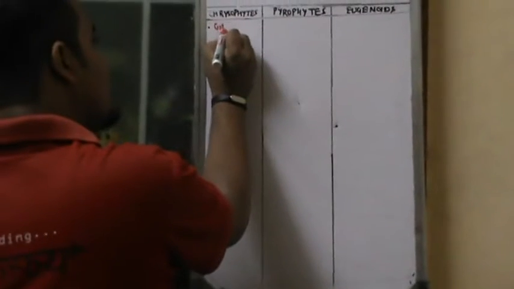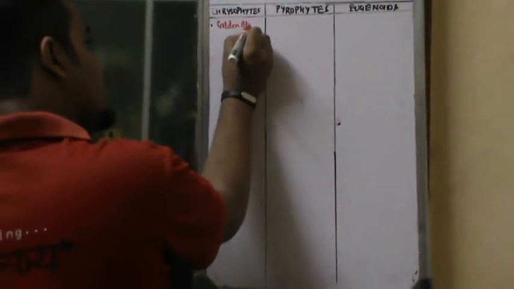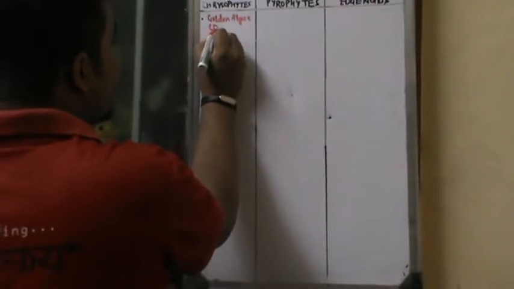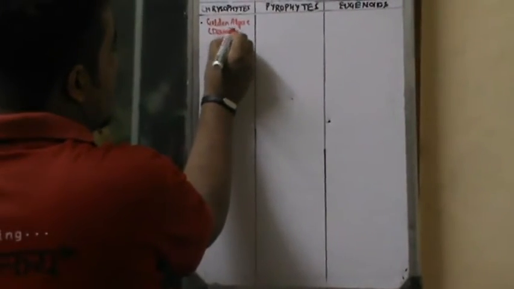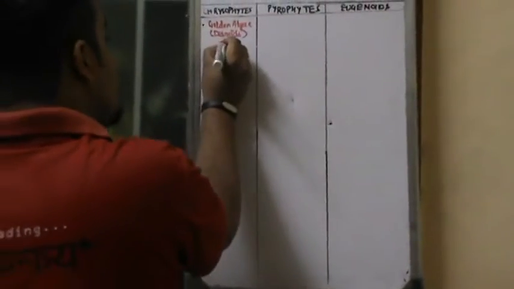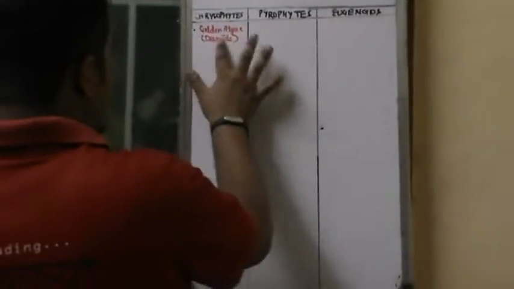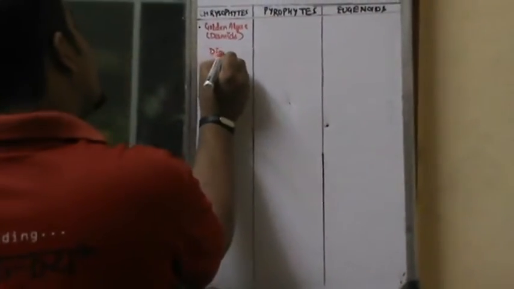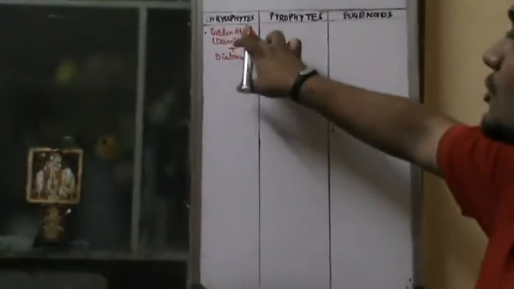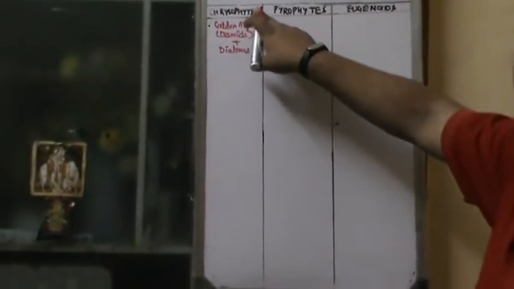For the chrysophytes group, the very sole member is going to be golden algae, which are also called desmids, along with diatoms. People get confused a lot between golden algae and diatoms. Desmids are what is called golden algae, not diatoms.